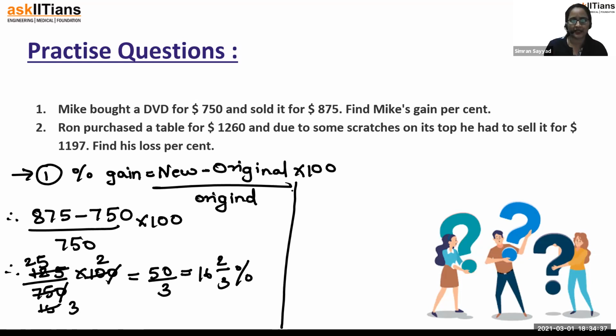So this percent gain is nothing but only the terminologies differ here. Selling price and cost price come in here, but the concept is the same as percent profit and percent loss. Okay, let's quickly do the second one.